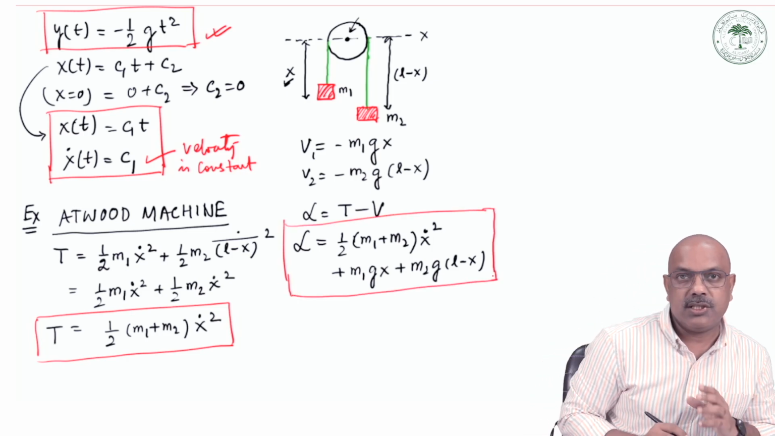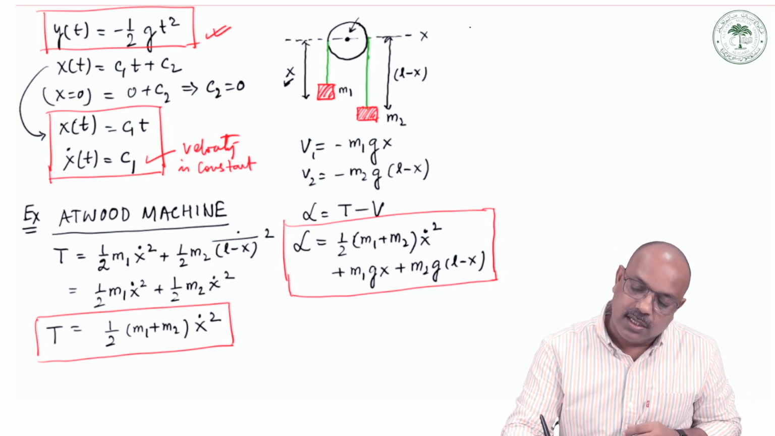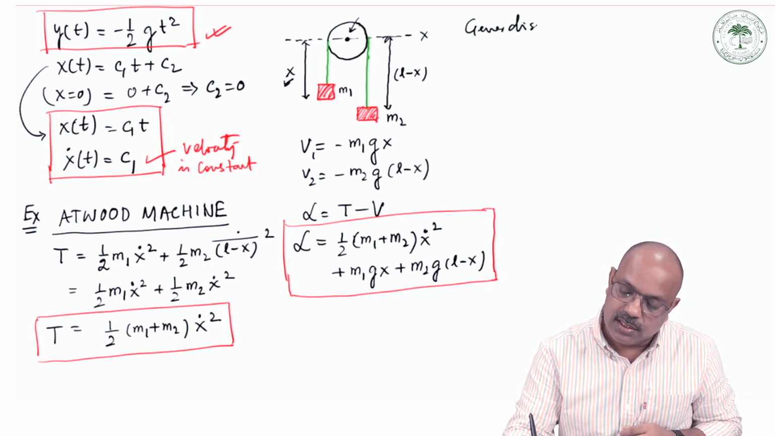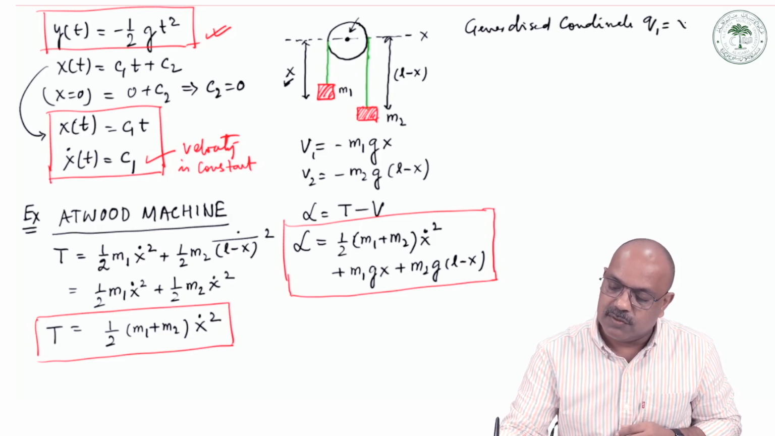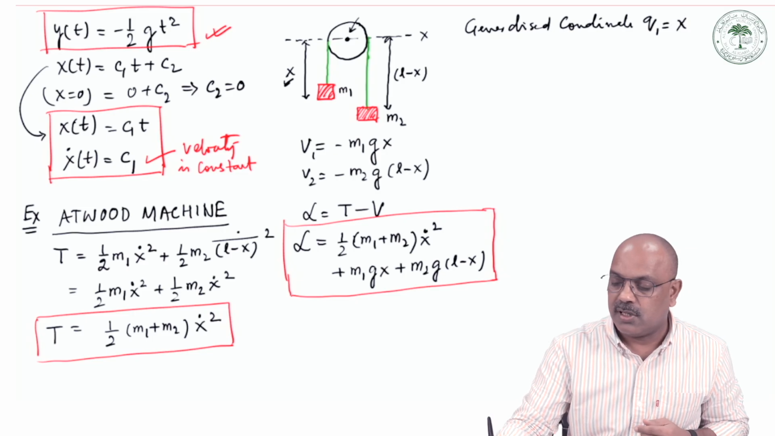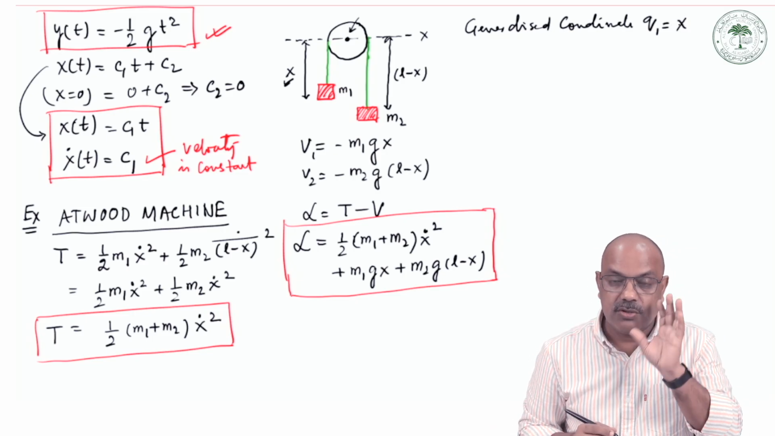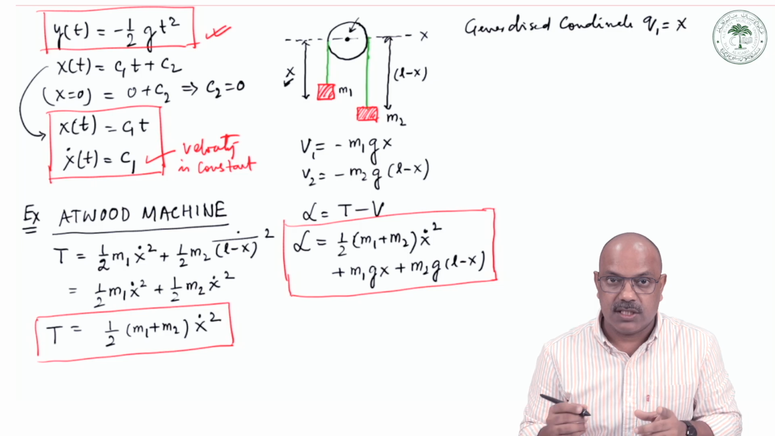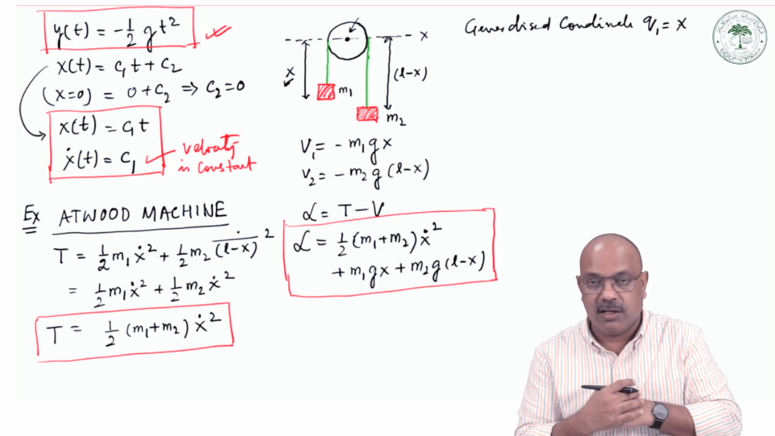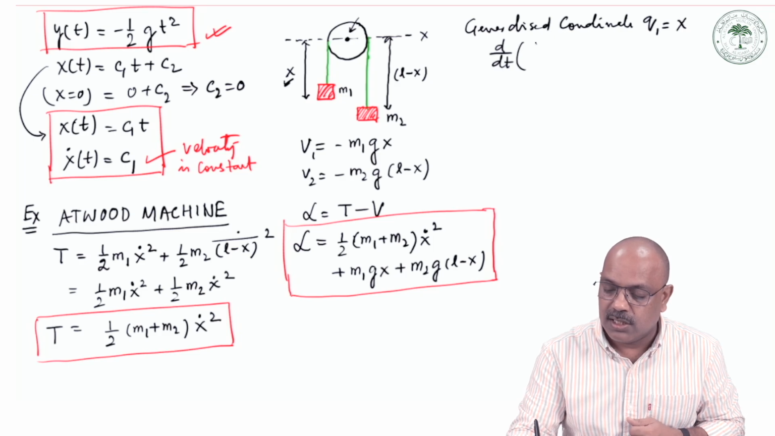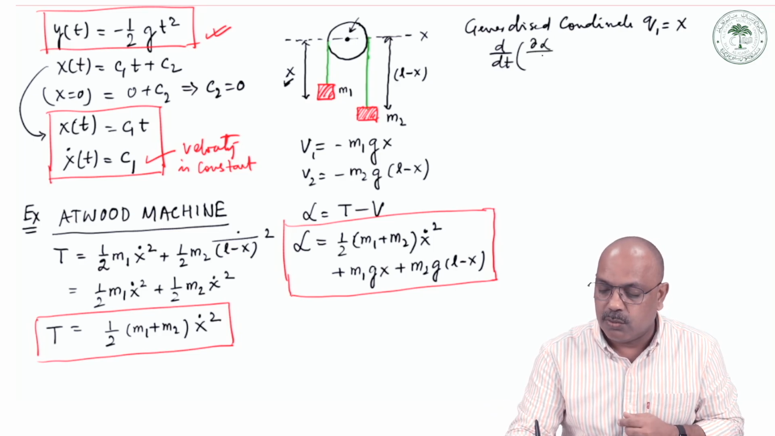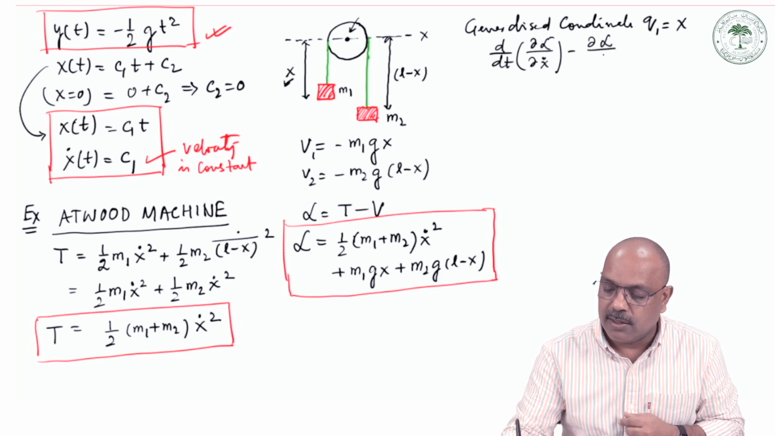Now, because the generalized coordinate is only one, which is x, which is independent, and it is sufficient to give me the configuration of the system, where mass m1 is located and where mass m2 is located, I now have my Euler-Lagrange equation. One generalized coordinate gives one Euler-Lagrange equation: d/dt of (delta L by delta x dot) minus delta L by delta x is going to be 0.